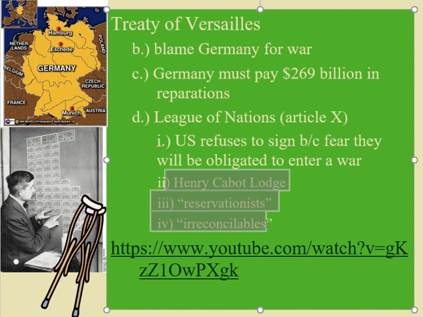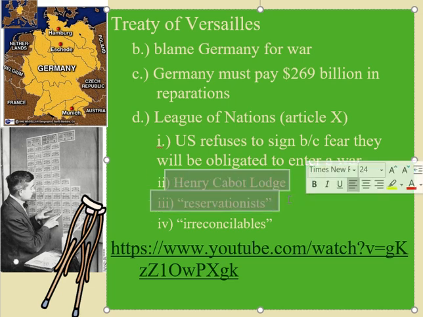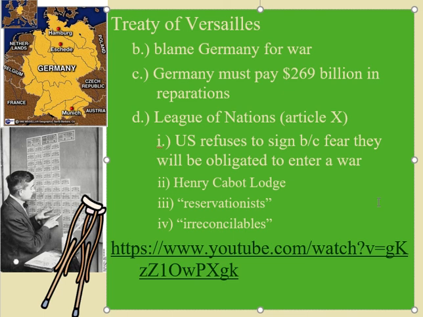So we have three things going on down here. First off, we have a senator, Henry Cabot Lodge, and he is a reservationist. So we're going to tie these two together. He is the chairman of the Senate Foreign Relations Committee, and he opposes this League of Nations. Basically what a reservationist means is that you're reserved. You're like, hey, I'm okay with signing this treaty, but I don't like this League of Nations. So he's saying, I will sign the treaty if the League of Nations is removed. But if it's not removed, I'm not going to sign it. If it's removed, I'm willing to sign it.